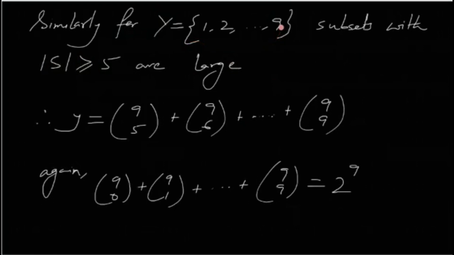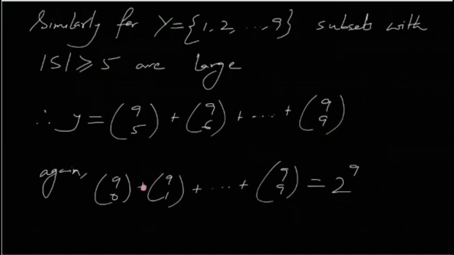So for any subset to be called large, it has to contain 5 or more elements, right? So that means y is nothing but 9 choose 5 plus 9 choose 6 and so on up to 9 choose 9, right? Just the number of ways we can choose a 5 element subset or a 6 element subset and so on up to a 9 element subset, right?